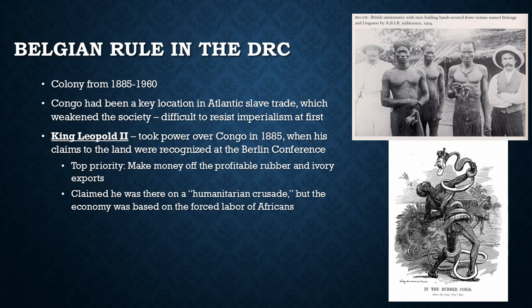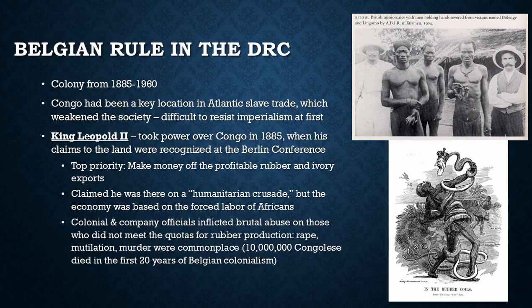So King Leopold II claimed he was there on a humanitarian crusade. Again, this echoes that notion of the white man's burden. However, he was really just there to exploit the wealth of rubber and ivory in the colony, and the economy itself to actually reap those benefits was based on the forced labor of Africans.